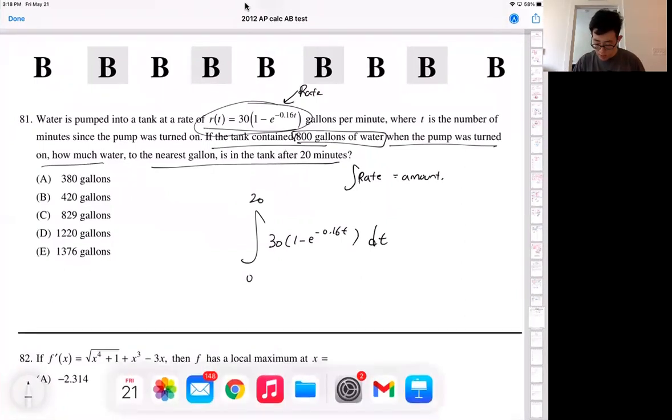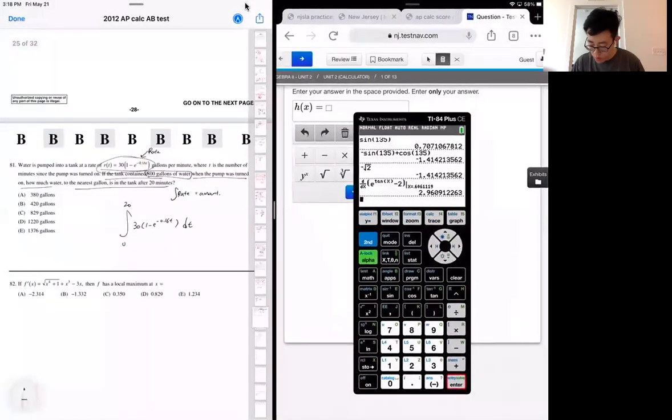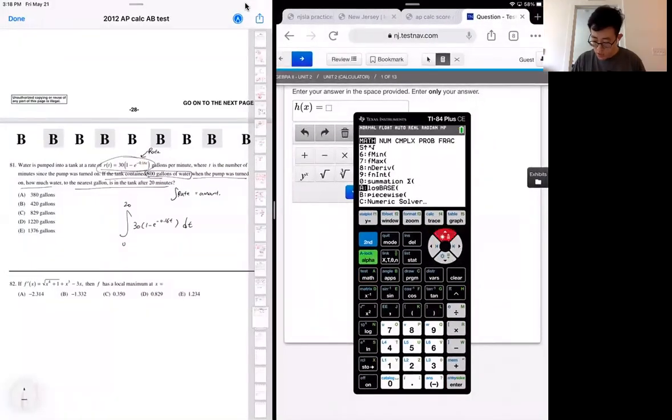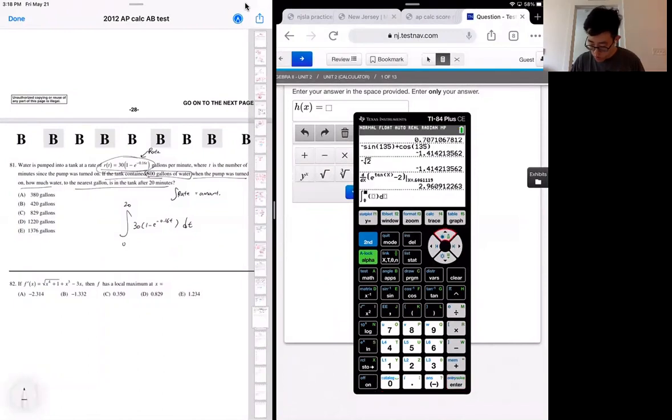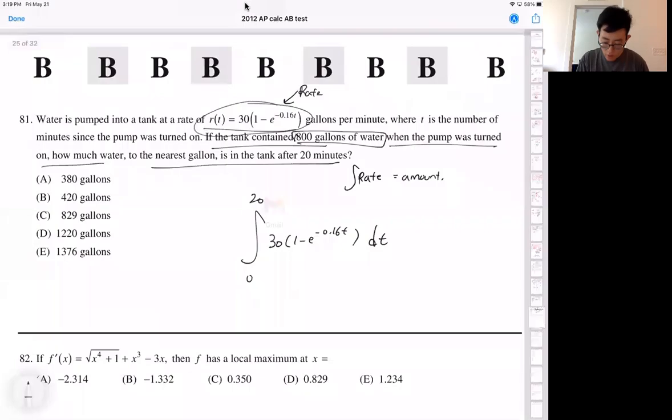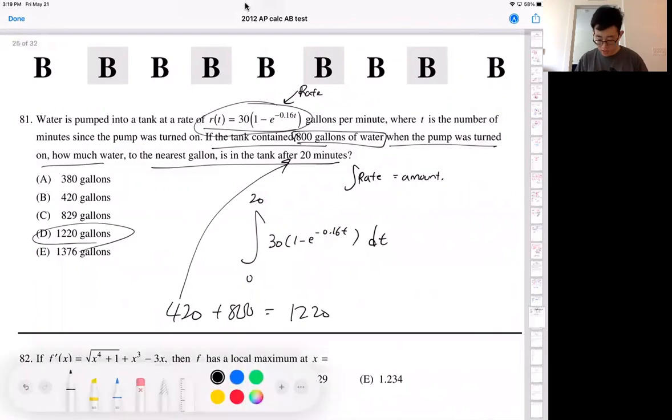So if I were to integrate a rate, you get the amount. And so this, I'm going to let our trusty calculator do the work for us. Math, and we go to the integration portion, 0 to 20. Then you do 30 times 1 minus e to the negative 0.16x. Then you do dx, press enter. There we go, we get 420. Now, a lot of us might jump to the conclusion and say, oh, so then our answer is just 420 gallons. But remember, they started off with 800 gallons of water in the first place. So you have to add 800 and get 1,220 gallons. That is the final answer for this one.